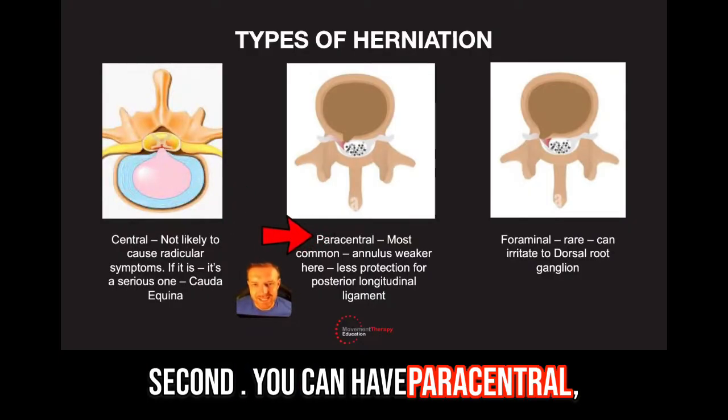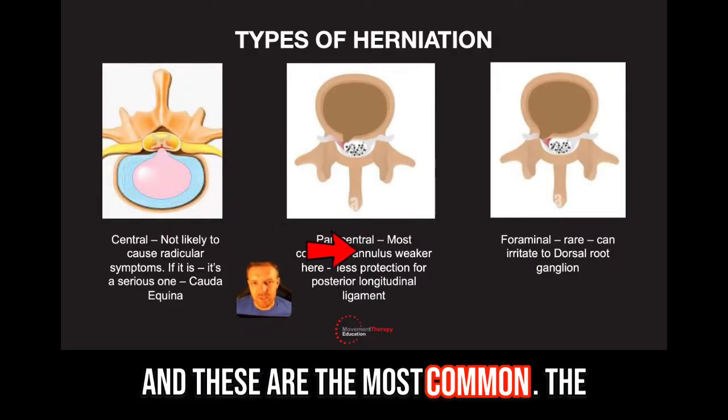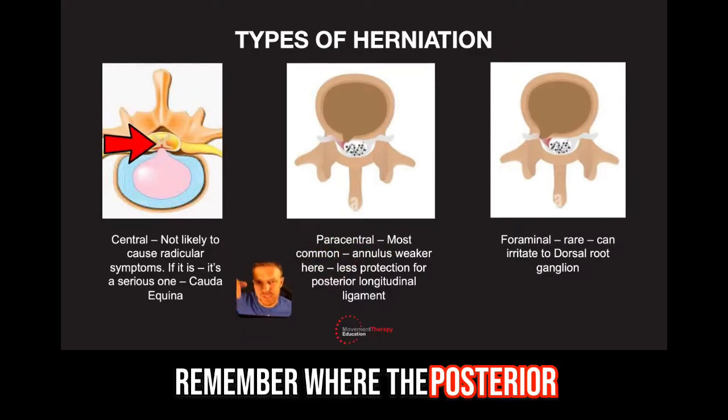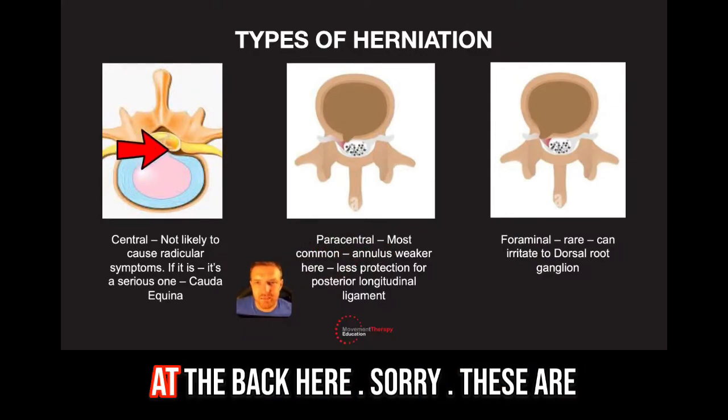You can have paracentral. These are the most common. The annulus is weaker here. And if you remember where the posterior longitudinal ligament is, it's right at the back here.